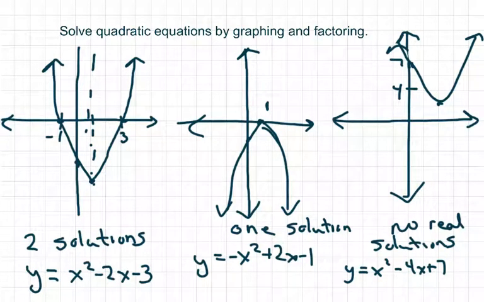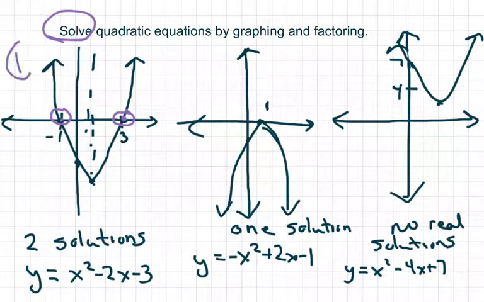Hi everyone, we're going to solve quadratic equations by graphing and factoring, and these are the three different scenarios that can occur. When you're solving, what they're asking for are the x-intercepts, and they'll either say solve, or find the x-intercepts, or find the roots or solutions. They all mean the same thing.